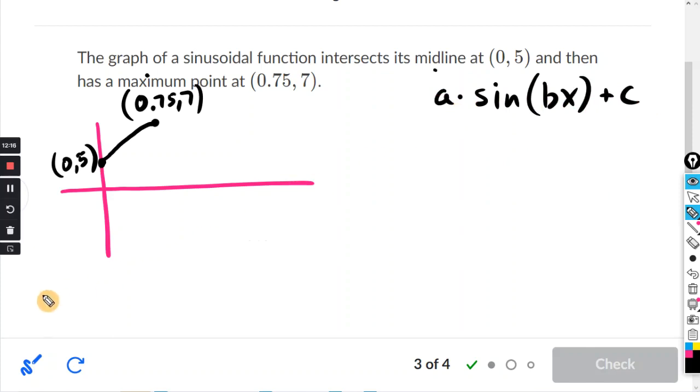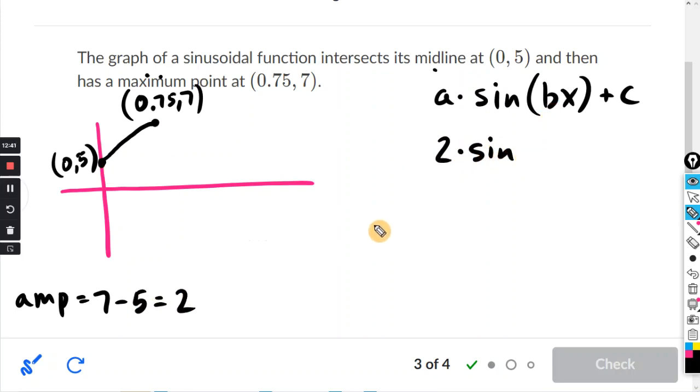All right, let's look at A, the amplitude. Amplitude goes from midline to max. Okay, we're going from 7 to 5. All right, so it's just 7 minus 5, and that equals 2. All right, this is a positive sine function. So we have 2 times the sine.